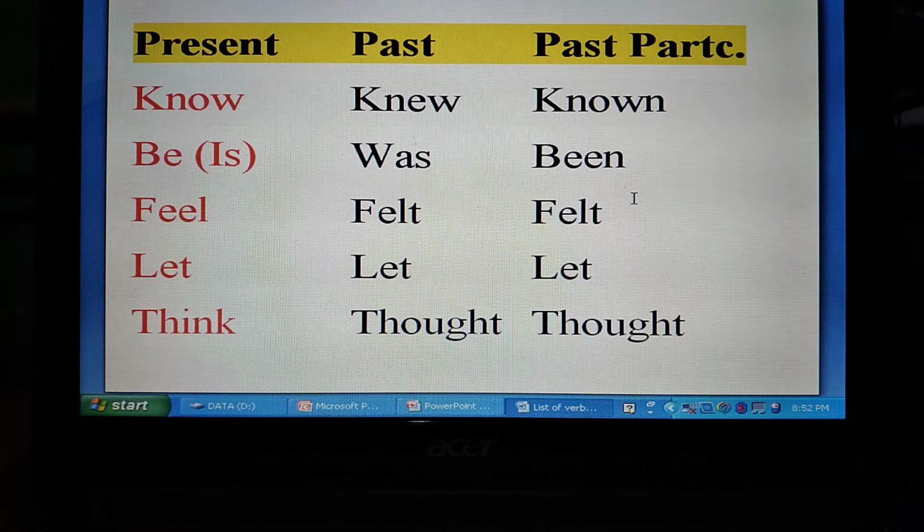Now, before you continue, there is something interesting here. Be, you know be, it doesn't have any meaning at all. Unlike know, feel, and other verbs, be doesn't have any meaning. But still, it is a verb. In this case, it's is that we are going to use. We also have am and are. Now, be is a verb. That's interesting.